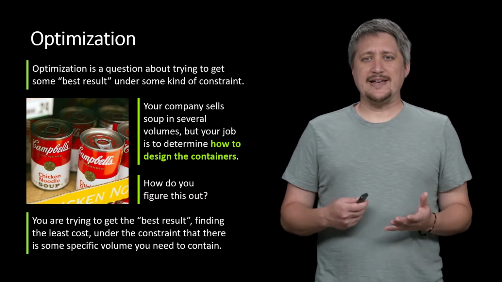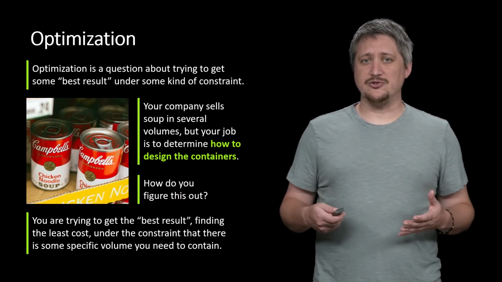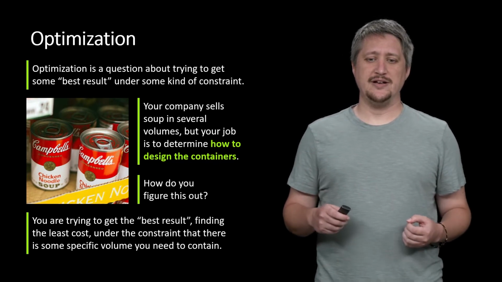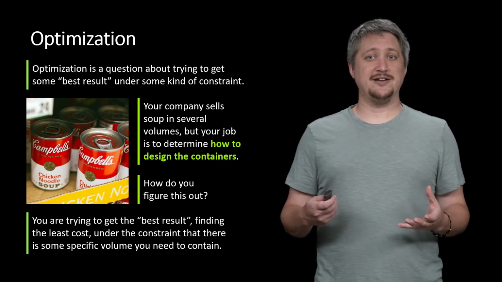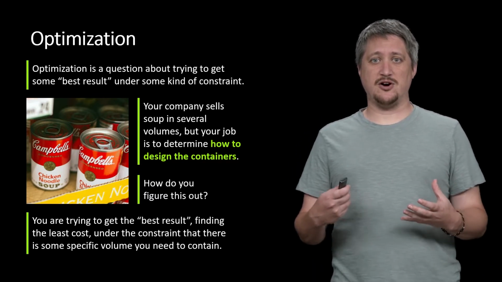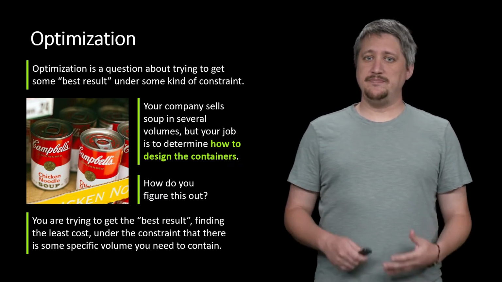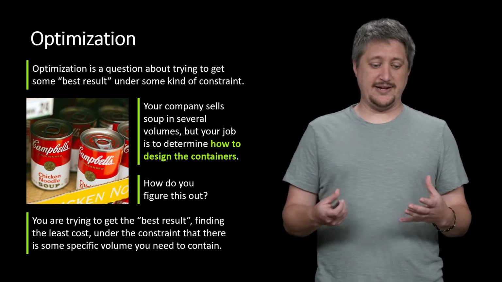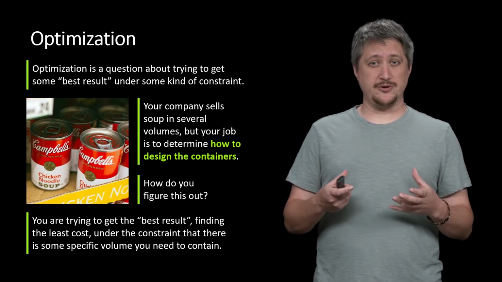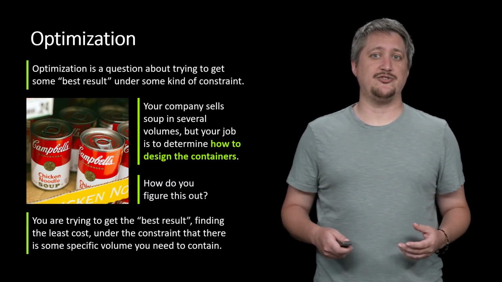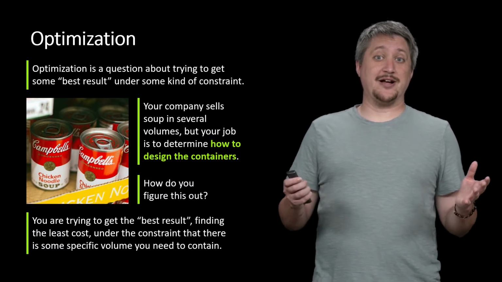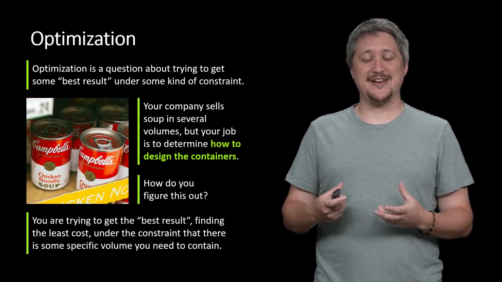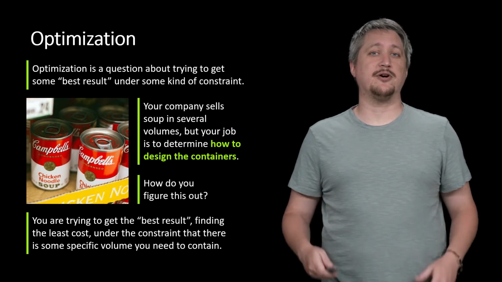So you're trying to get some best result. In your case, you're trying to figure out how to get the smallest cost. So the thing you're trying to optimize is to get the least amount of cost to make a container as possible. But you have a constraint, which is that at the end of the day you need a container that can hold a certain particular volume of soup, right? So you can't just say, I'm going to have a cost of 0 by not making a can. Ha, I win, right? You have to actually have a certain size that you can hold, and this is the crux of the problem.